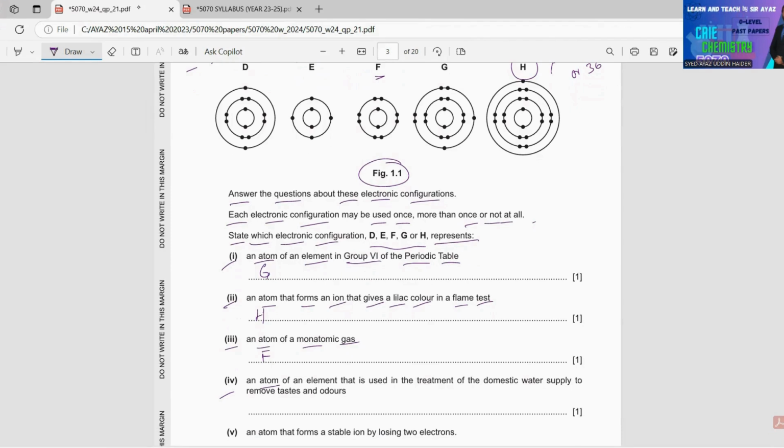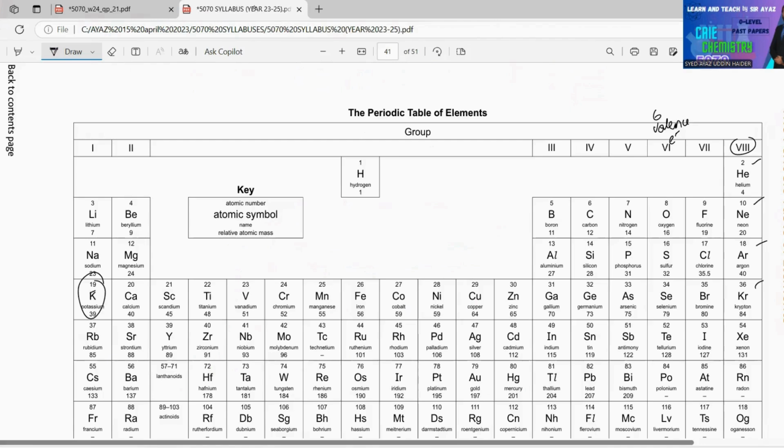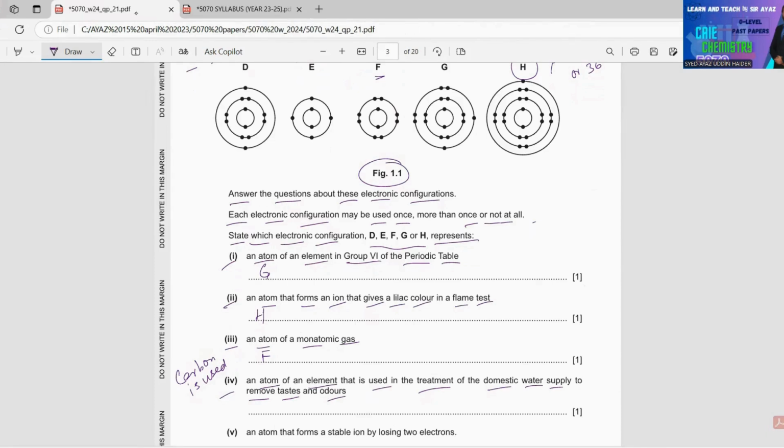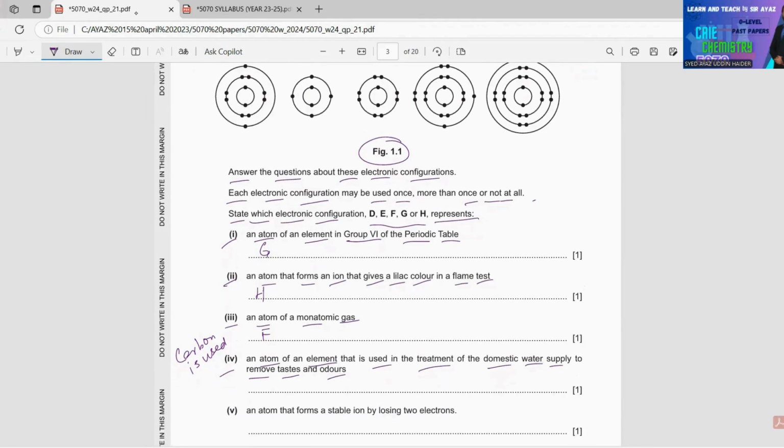Number 4, an atom of an element that is used in the treatment of the domestic water supply to remove taste and odor. To remove taste and odor, carbon is used. So carbon, where is carbon? Here is carbon. The proton number of carbon is 6. It means you have to look for the element that must have 6 electrons in total. If you look at the electronic configuration, E seems to be the right answer because it's 1, 2, 3, 4, 5, 6. There are 6 electrons in this. So E must be the final answer for part 4.